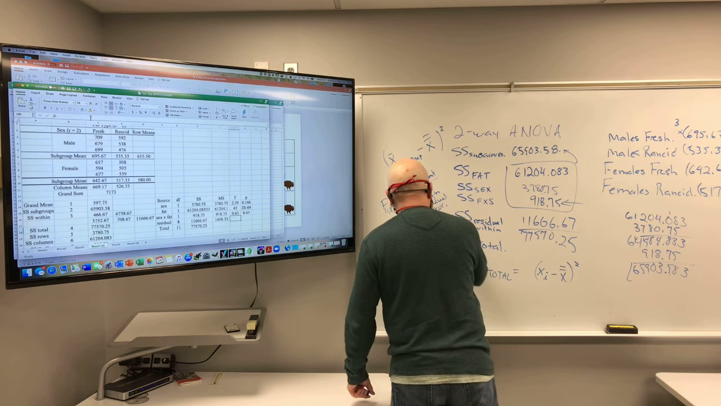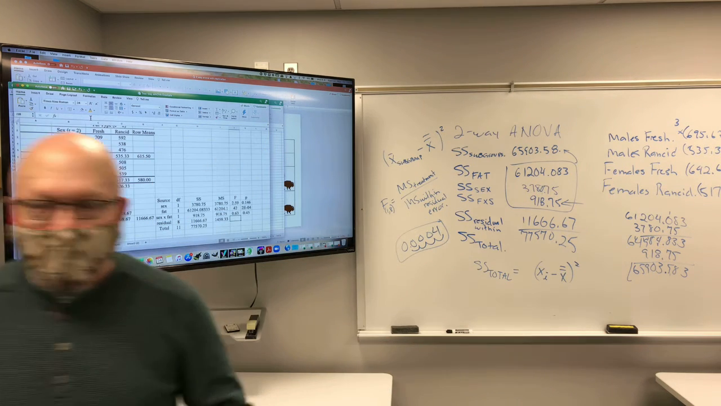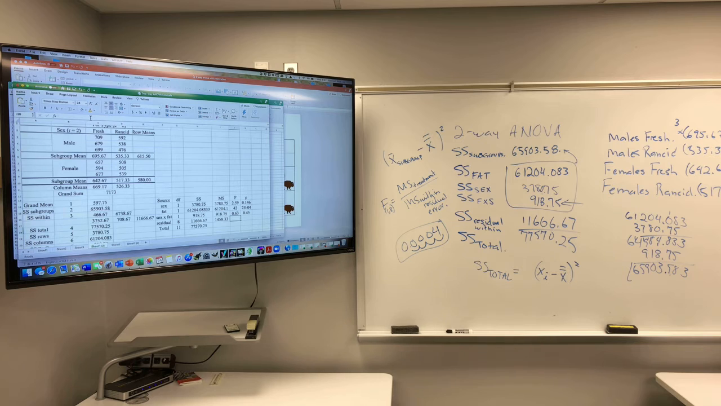This is the p-value for the effect of fat type. That is a highly significant result. If you feed rats fresh fat, they grow much faster than if you feed them rancid fat.